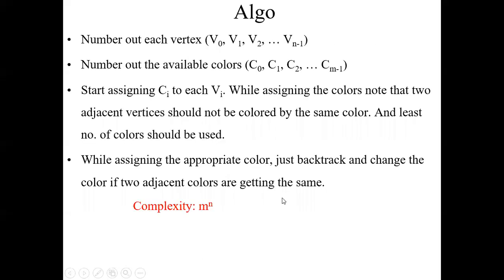So how does the algorithm work for map coloring? We have a number of vertices, we have a number of colors, so we label them. We start assigning each color to each vertex. While assigning the colors, again we make sure that connecting vertices का same color नहीं होना चाहिए and minimum number of colors should be used.